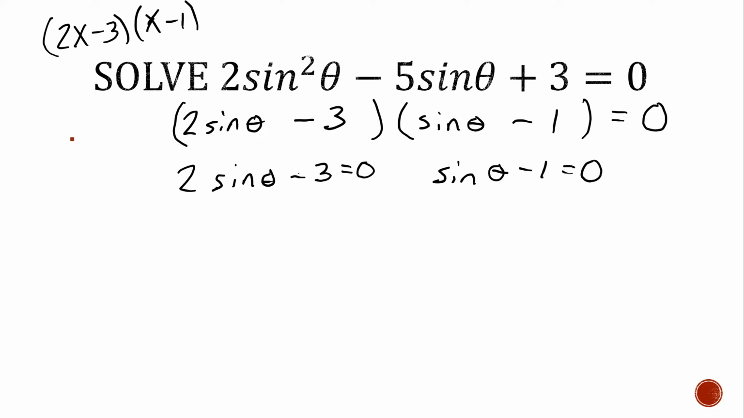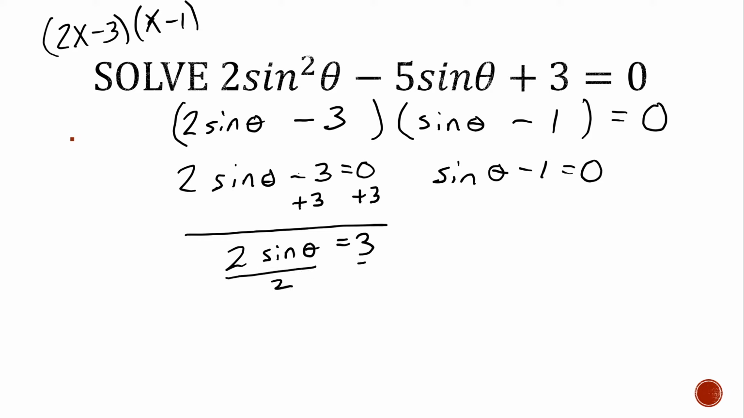And we're going to solve for the function. So instead of solving for x like we did just a minute ago, we'll solve for sine. So I'm going to add 3 to both sides. So 2 sine theta is equal to 3. And then I'm going to divide both sides by 2. So sine theta is equal to 3/2.